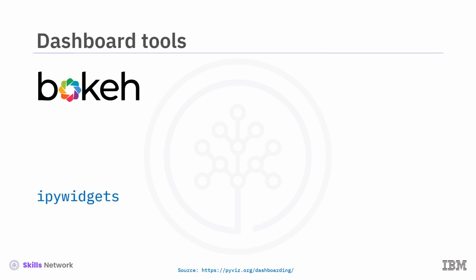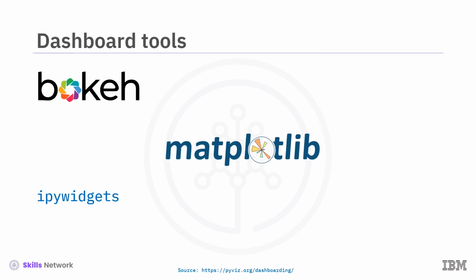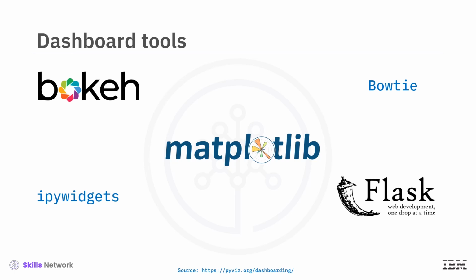IPyWidgets provides a wide array of Jupyter-compatible widgets and an interface supported by many Python libraries, but sharing as a dashboard requires a separate deployable server like Voila. Matplotlib is a comprehensive library for creating static, animated, and interactive visualizations in Python. Bowtie allows users to build dashboards in pure Python. Flask is a Python-backed web server that builds arbitrary websites, including those with Python plots that then function as Flask dashboards.